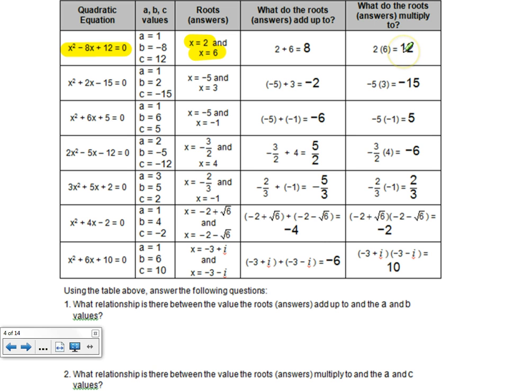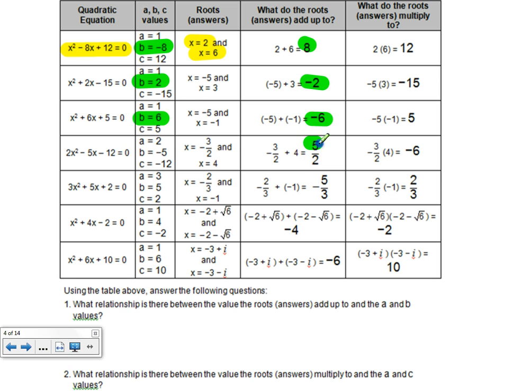There is a relationship between what the answers add up to and the values of a, b, and c. You could compare them all, and I will show you. Let me highlight. So for the first example, the two answers add up to 8, and if you notice, that's negative 8. Now, it's a little bit more involved than that, but I'll start with that for a second. In the second row, they add up to negative 2, and notice that that's positive 2. The next one, the answers add up to negative 6, and the b value is 6.